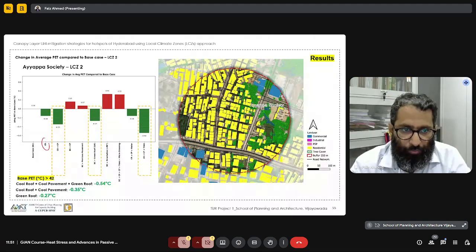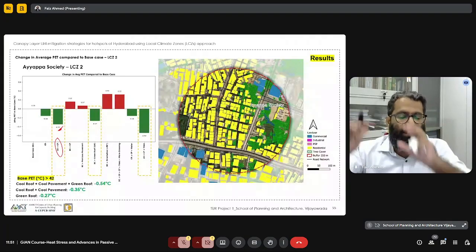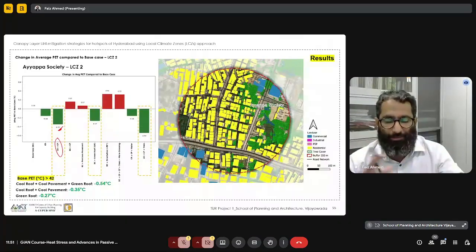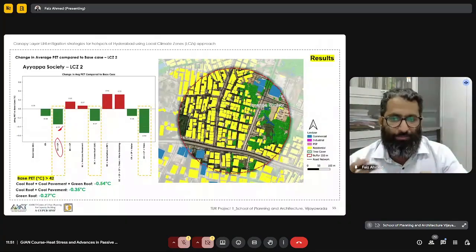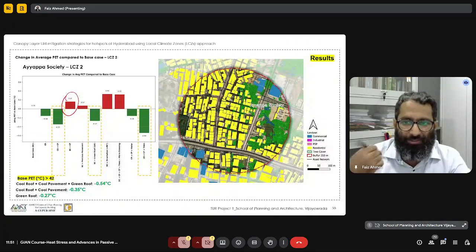If we add cool roof, we got a PET reduction of about 0.16 degree difference. If we added cool roof plus cool pavement, the PET decreased by, see here, when I say decrease and increase, I think we should understand this is from the positive aspect. So there's an improvement in the cooling of about 0.35 degree difference. But if you apply only cool pavement, the PET value increased. It added to discomfort.